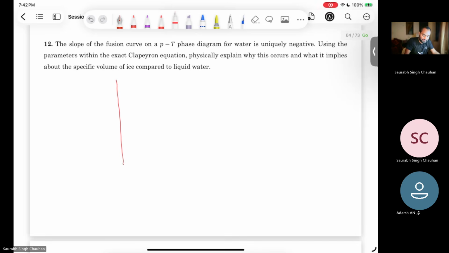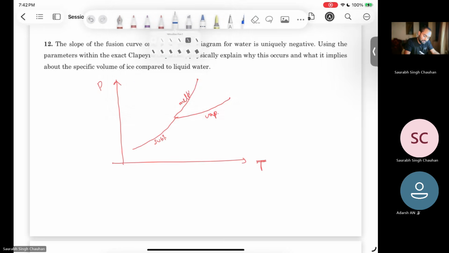So we made this PT diagram with lines like this for any substance. It was sublimation, it was melting, it was vaporization. But for water, the melting line is something like this, in this region.